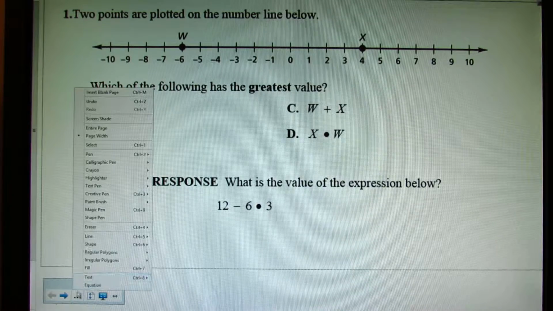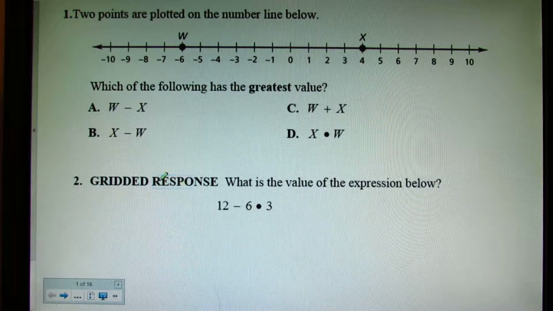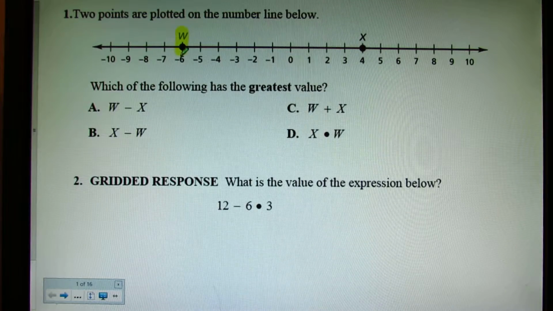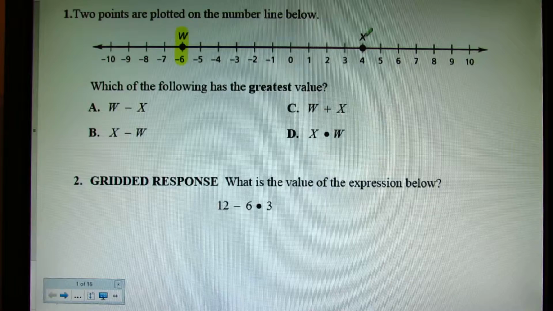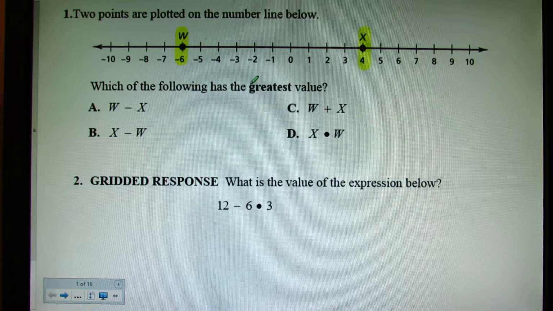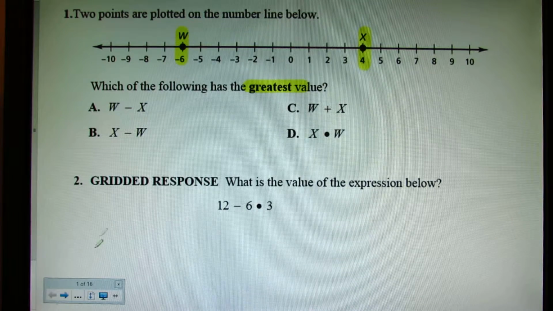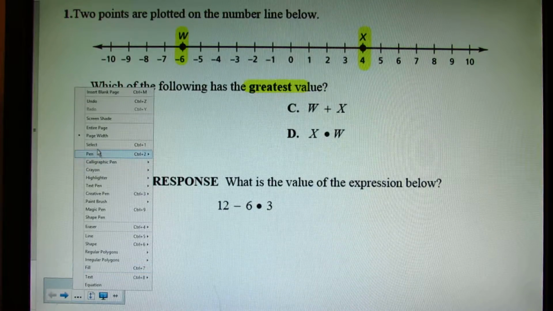Okay, let's start with the first question. First question says, 2 points are plotted on the number line below. Okay, so you see W right here, -6, and X to be 4. Now it says, which of the following has the greatest value? It means which of these choices is going to equal the greatest number.